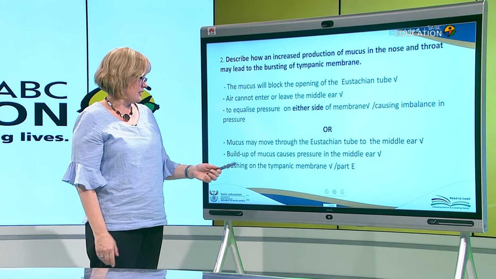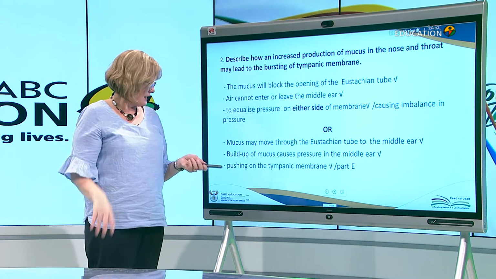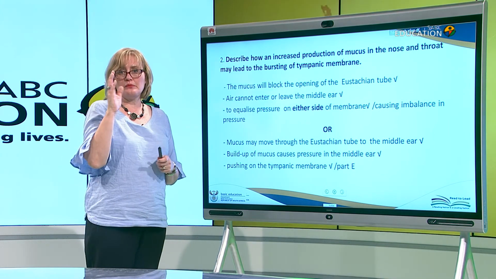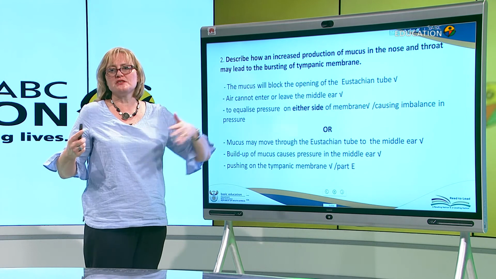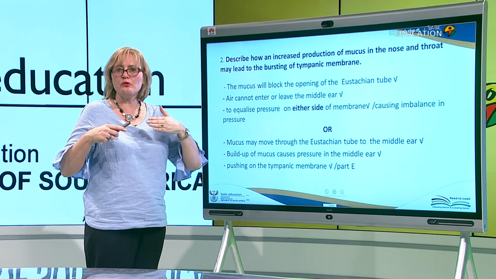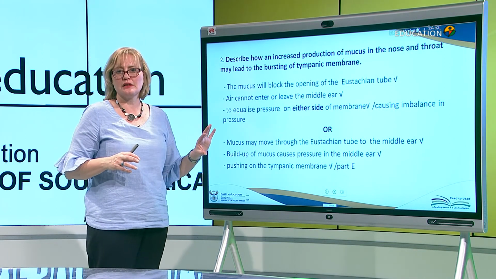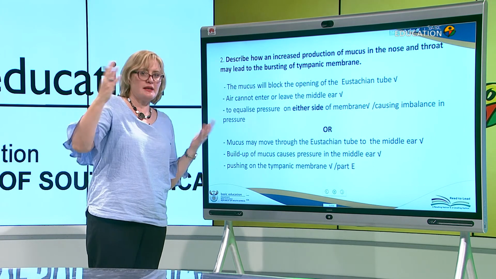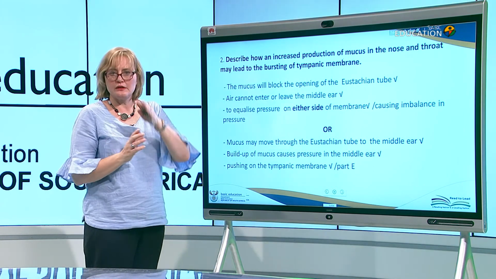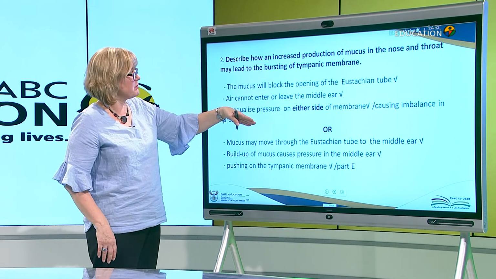Or if you said that mucus in your throat can go up into the Eustachian tube, into the middle ear, that buildup of mucus causes pressure, so it's more pressure, and that will push the tympanic membrane. So, you know what, they allow for more options, because this is taken from the paper. They allow for people who think in different ways, because both are right, both are correct. So if you've taken it from the way that the mucus will move up into the middle ear, that's fine. Or if you just thought the Eustachian tube will be blocked, that's also fine, as long as you can explain it.